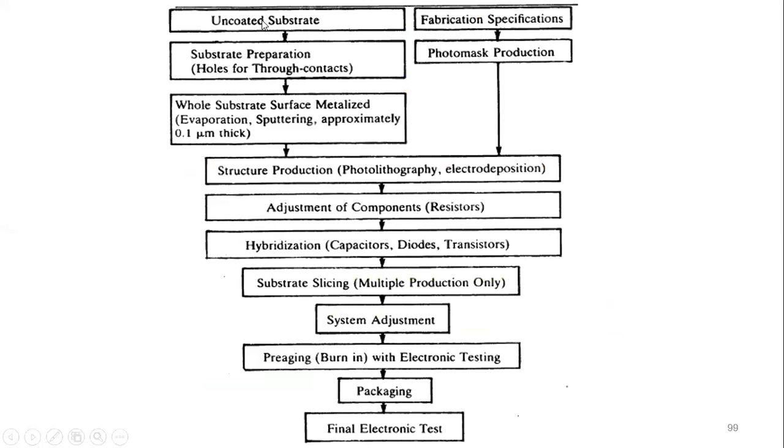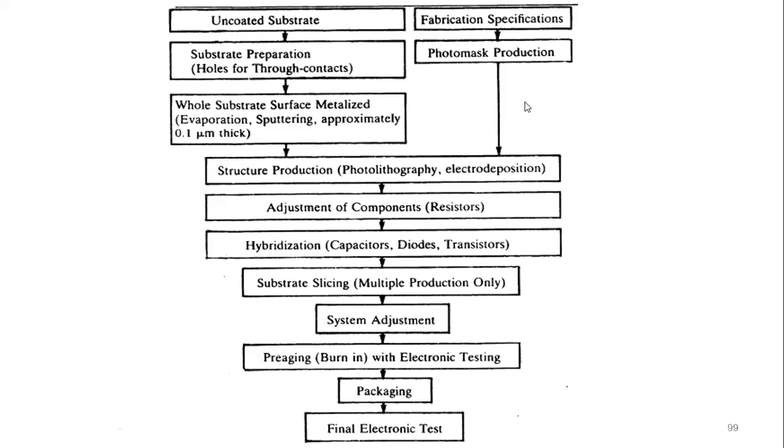So on the left side you will have the substrate. You take a substrate and do the substrate preparation, that is polishing and all these things, and put an evaporation or sputtering. What is this evaporation or sputtering? That we'll discuss after this. This thickness layer is put, and on the right hand side is your fabrication machine, or the fabrication mechanism that we are using here. So the photo mask production and these things can be done.